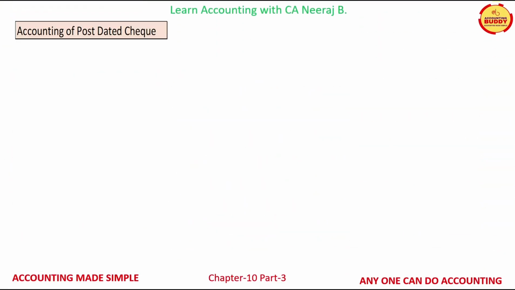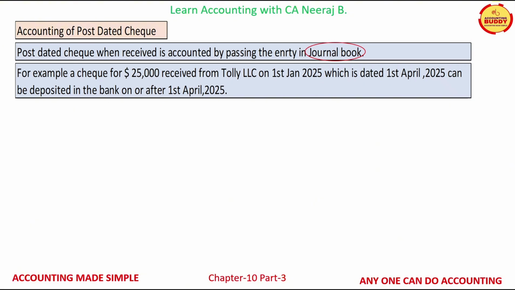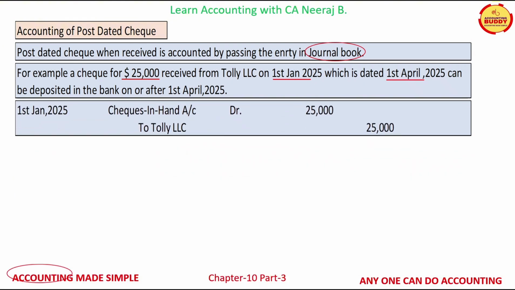Let us further understand the accounting and the posting of a post-dated check. A post-dated check when received is accounted for by passing the entry in the journal book. For example, a check of $25,000 received from Tully LLC on 1st of January 25, which is dated 1st of April 25, can be deposited in the bank on or after 1st April 25. The journal entry in such a case will be passed on 1st of January by debiting checks in hand account and crediting Tully account for $25,000.